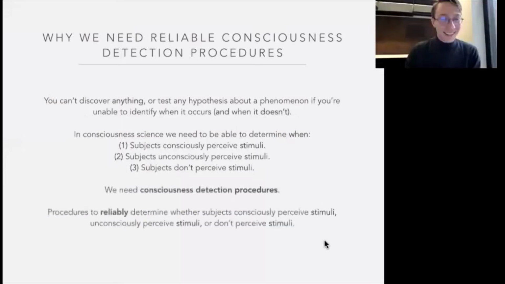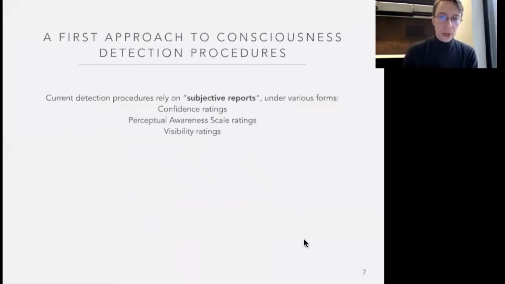So in a nutshell, we just need consciousness detection procedures. These are procedures to reliably determine whether subjects consciously perceive stimuli, unconsciously perceive stimuli, or don't perceive stimuli. I'm not going to say a lot about those procedures themselves. I'm just going to assume that the best procedures that we have right now rely on so-called subjective reports, which can come in various forms like confidence ratings, perceptual awareness scale ratings, or visibility ratings. That is, just assess the visibility of the stuff you're shown.